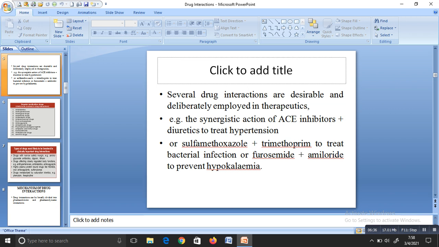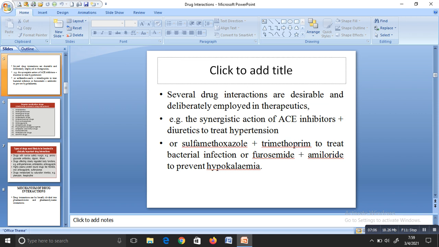An example is in case of hypertension, you know, various drugs like ACE inhibitors, calcium channel blockers, beta blockers and so on, and we will be giving a combination of drugs like ACE inhibitors plus diuretics to treat hypertension. Diuretics will be increasing the elimination of urine. Similarly, some drugs like sulfamethoxazole and trimethoprim are antibiotics. They are used in bacterial infections.